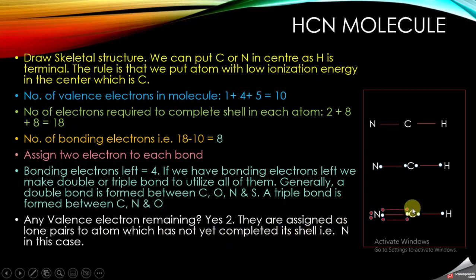So let's see here, you have 1, 2, 3, 4, 5, 6, 7, 8. Carbon has 8 electrons, hydrogen has 2, nitrogen has 1, 2, 3, 4, 5, 6 electrons, and we have assigned these 2 extra electrons to complete its shell so that it has a complete octet. So if valence electrons are remaining, you assign them as lone pairs to the atom which has not completed its shell.